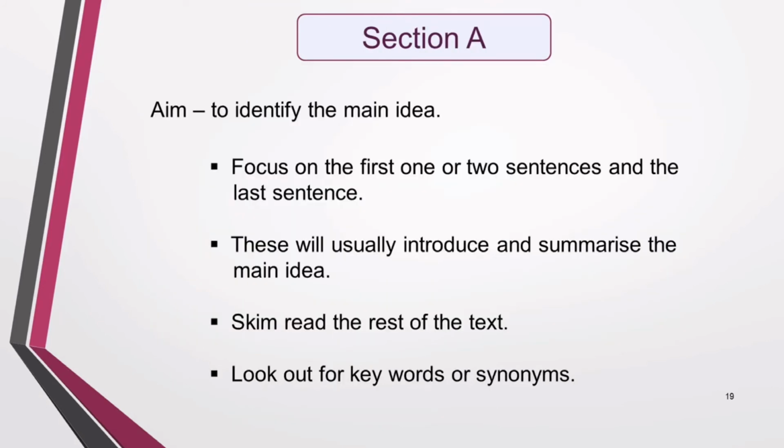Now read the first section of the text. Your aim is to identify the main idea. As in strategy 1, focus on the first 1 or 2 sentences and the last sentence, as these will usually introduce and summarise this idea. Skim read the rest of the text. Look out for any key words you underlined in the heading, but be aware that synonyms could be used instead. If the section contains more than 1 paragraph, you'll need to find the main idea in each paragraph.